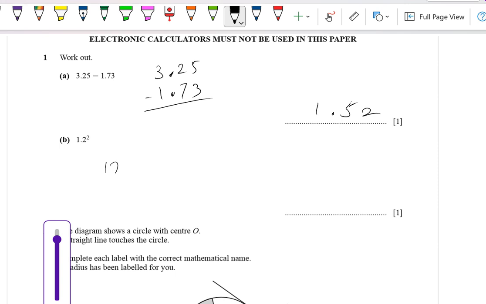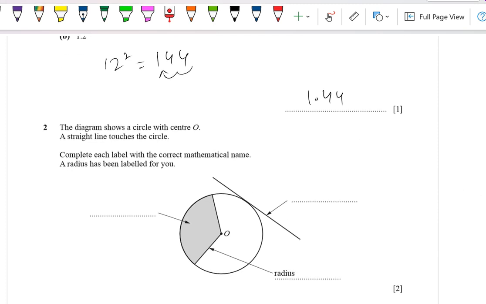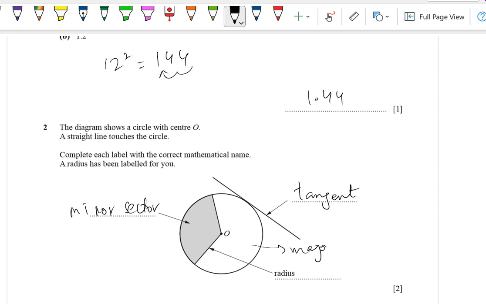So 12 square is 144, and while coming for two decimal places, it would be 1.44. This is a minor sector, tangent, line touching at one point, and this should be your major sector.